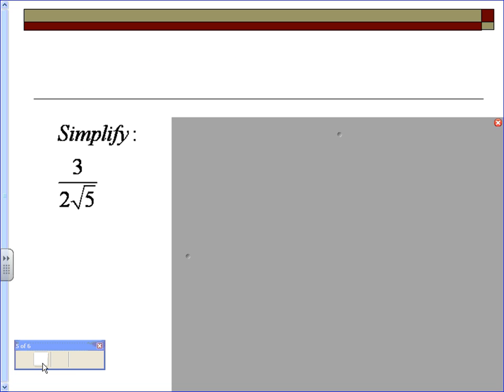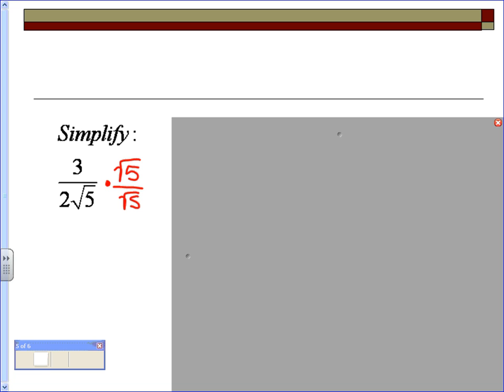So this would be an example. We have a radical in our denominator. Any ideas how we could get rid of the radical in our denominator? No, that would change the value of it, right? This isn't an equation. Nope, that would still change the value of it. You want to multiply it by the square root of 5 over the square root of 5. What is the square root of 5 over the square root of 5? 1. So have we changed the value of it?